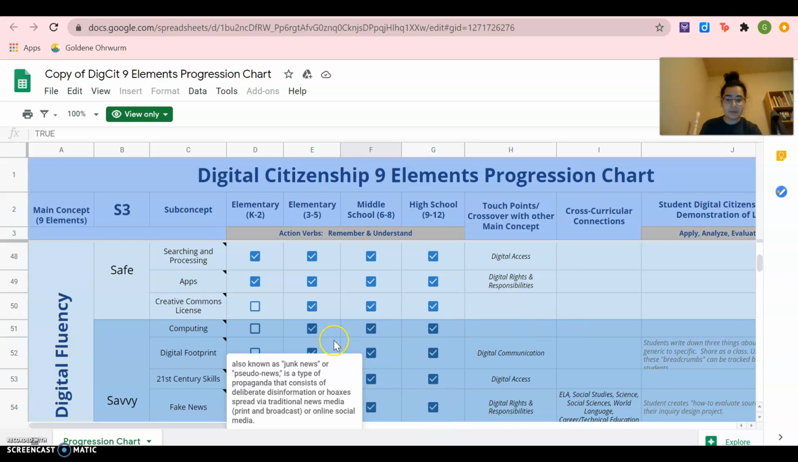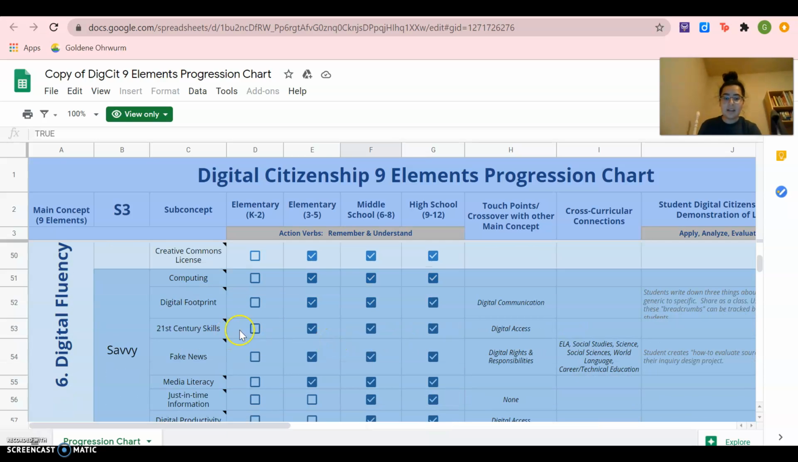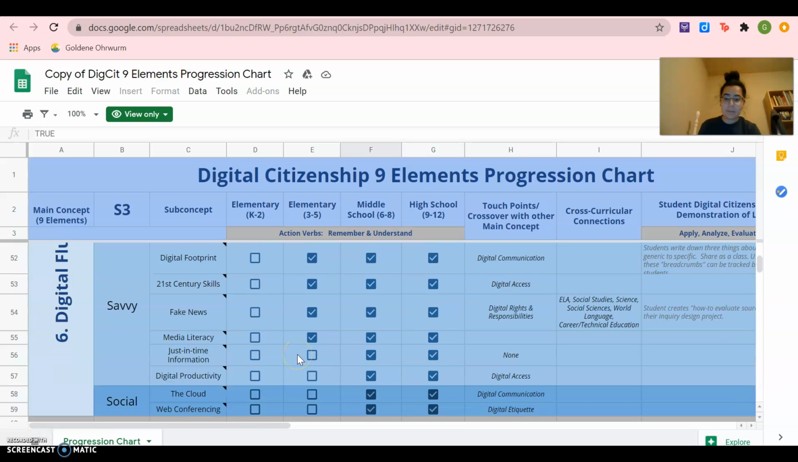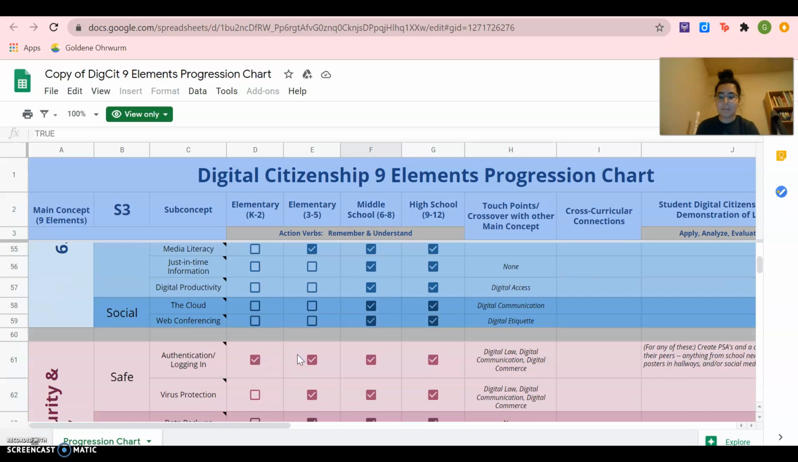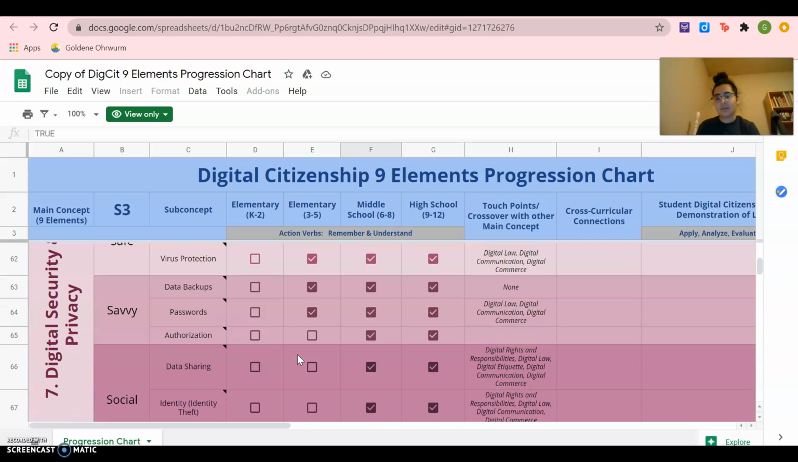Is this a reliable source? Is this something that is credible and accurate? These are all things that you need to ask yourself when you're online. Next, we have digital security and privacy. Digital security and privacy are electronic precautions to avoid viruses, hackers, or identity theft, just to name a few.